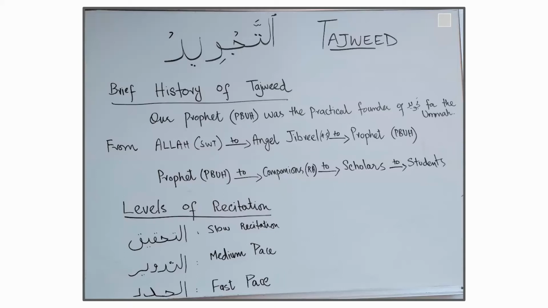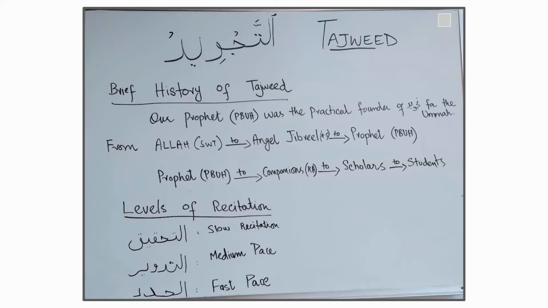There are three levels of reading the Quran. The first one is at-tahqiq. It is to recite the Quran slowly by giving each letter its right. But while reciting slowly, we need to make sure not to add an extra letter in the word. For example, if the word is inna, and if I say innaa, I'm adding a letter here. So I have to be very careful if I'm reciting slowly that I don't add a letter.